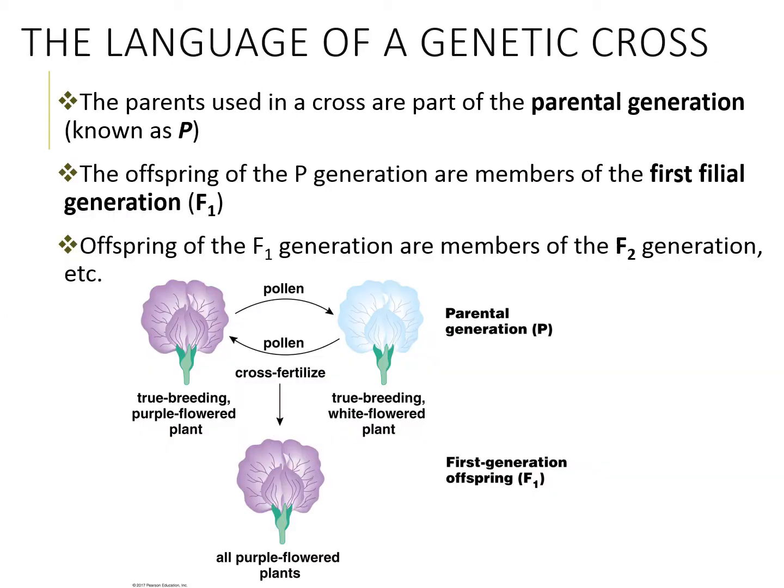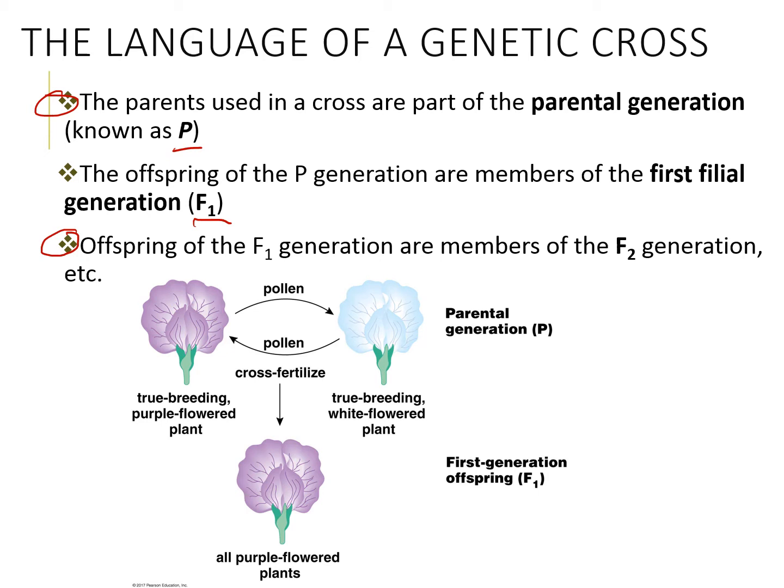So the language of a genetic cross. This is what he essentially did with every trait that he studied. The parents used in a cross are part of the parental generation, so we call that the P generation. The offspring of the parent generation are members of the first filial generation, or F sub 1. So parents, they have offspring. The offspring are called the F1 generation. The offspring of the F1 generation are members of the F2 generation, etc.